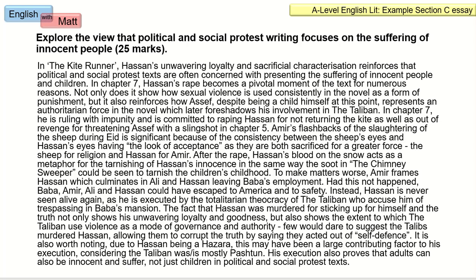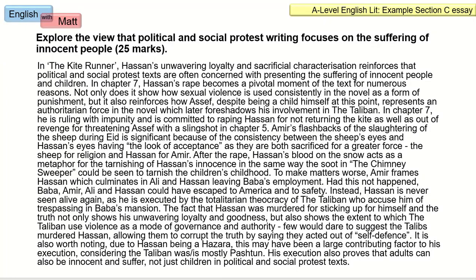In The Kite Runner, Hassan's unwavering loyalty and sacrificial characterization reinforces that political and social protest texts are often concerned with presenting the suffering of innocent people and children. In chapter 7, Hassan's rape becomes a pivotal moment of the text for numerous reasons. Not only does it show how sexual violence is used consistently in the novel as a form of punishment, but it also reinforces how Assef, despite being a child himself at this point, represents an authoritarian force in the novel, which later foreshadows his involvement in the Taliban.